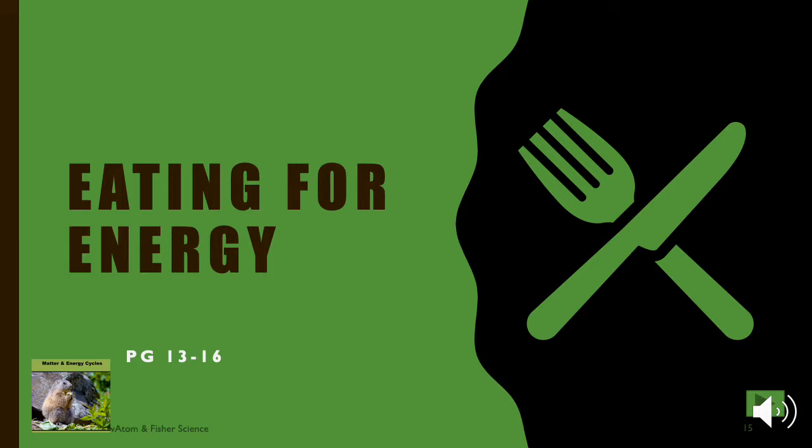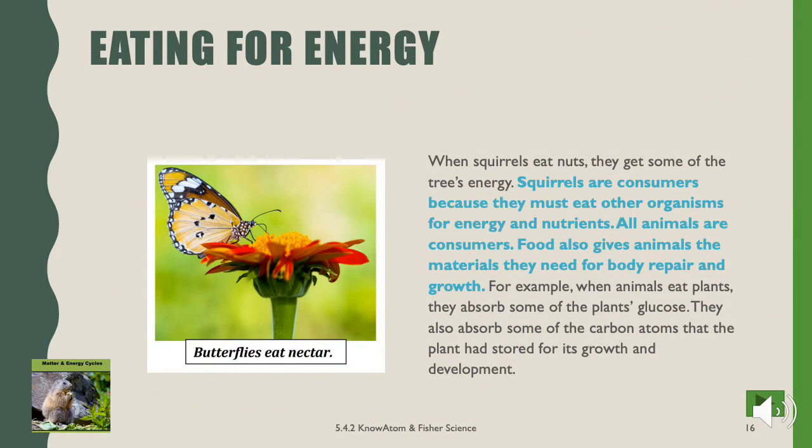Eating for energy. When squirrels eat nuts, they get some of the tree's energy. Squirrels are consumers because they must eat other organisms for energy and nutrients. All animals are consumers. Food also gives animals the materials that they need for body repair and growth. For example, when animals eat plants, they absorb some of the plant's glucose. They can also absorb some of the carbon atoms that the plant has stored for its growth and development.